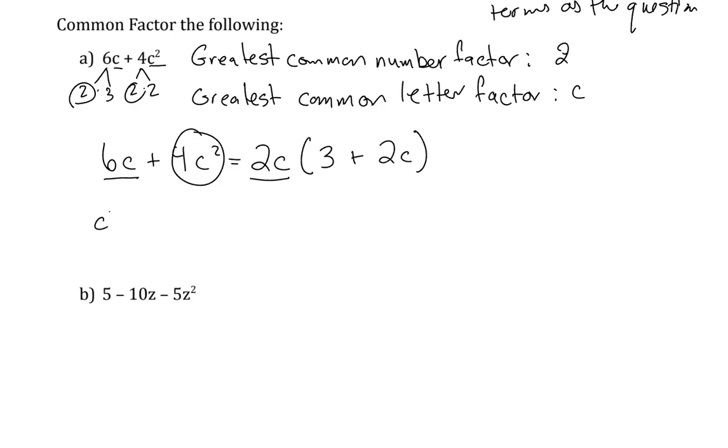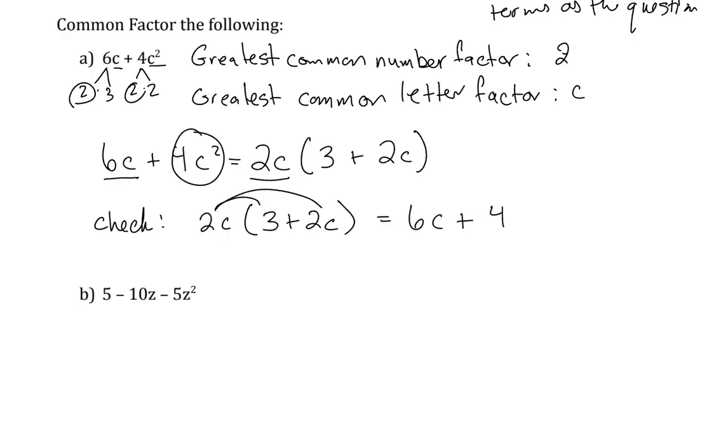We can always check. So I'm going to say 2c open bracket 3 plus 2c. So I'm going to use my distributive law. 2c times 3 is going to be 6c. 2 times 2 is 4. Oh, don't forget the plus. 2 times 2 is 4. C times c is c squared. Perfect. It's the same as the answer, so we're good.